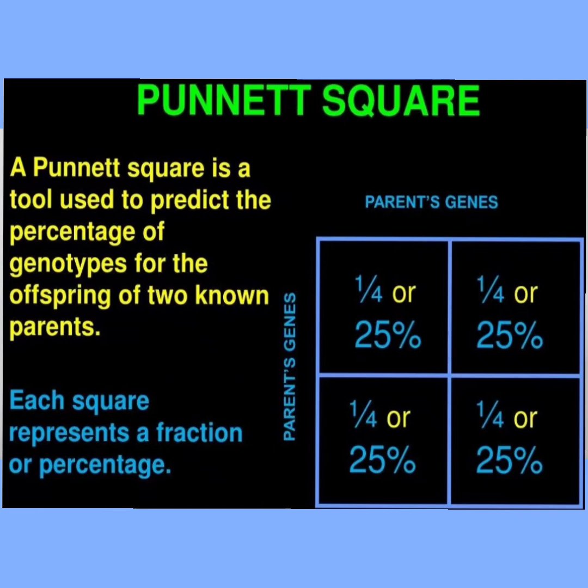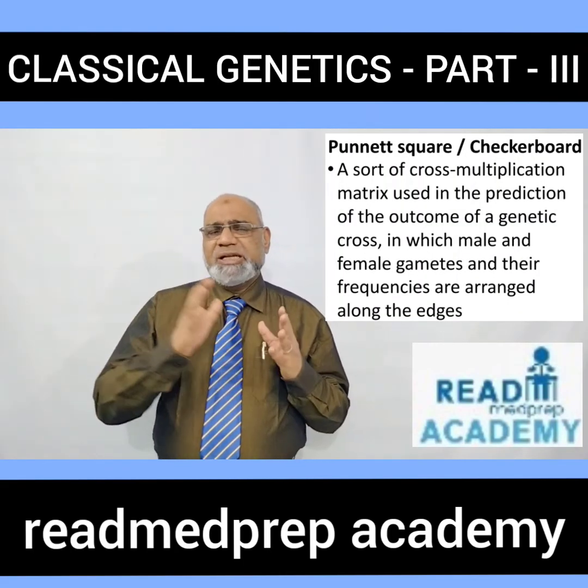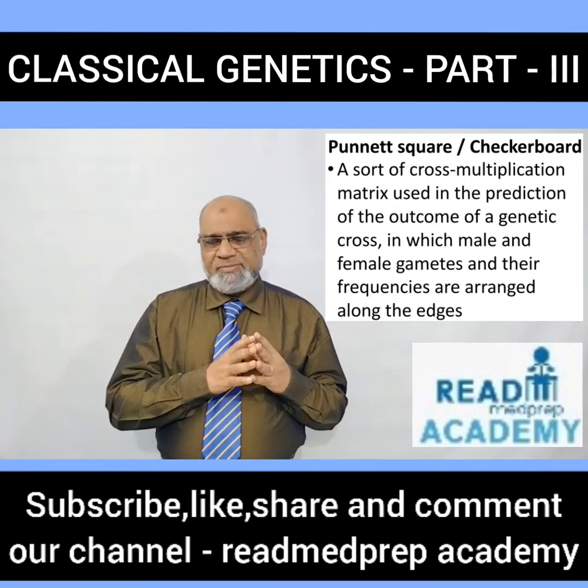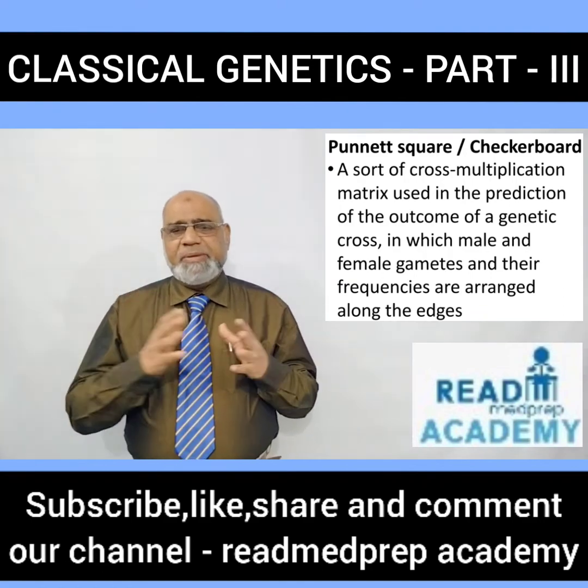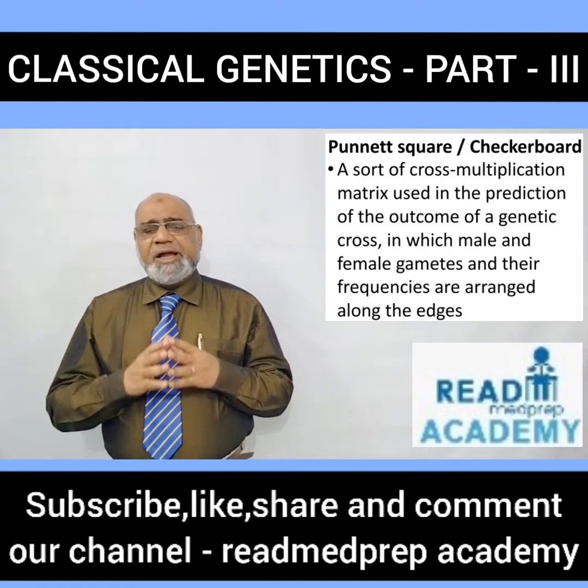Each square represents a fraction of percentage. Here you can see the image on the right side, where on the top is the parent genes, and on the left side of the image is the parent genes, and each square represents 25% of the offspring. So there are 4 offsprings in the boxes, so each box is about 25%. A sort of cross multiplication matrix is the Punnett Square. It is used in the prediction of the outcome of a genetic cross, in which male and the female gametes and their frequencies are arranged along the edges.